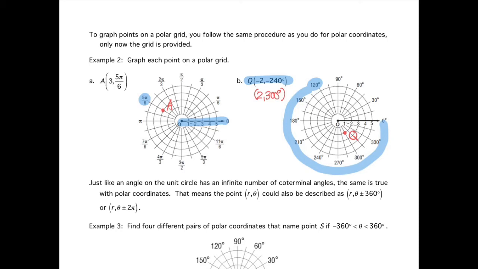For those of you who are big fans of process, that means if I have this point (r, theta), I can also describe it as (r, theta plus or minus any multiple of 360), or if I'm doing it in radians, I can do theta plus or minus 2 pi. And then I can also get fancy and I can do negative r, and then I can change my angle based on that.